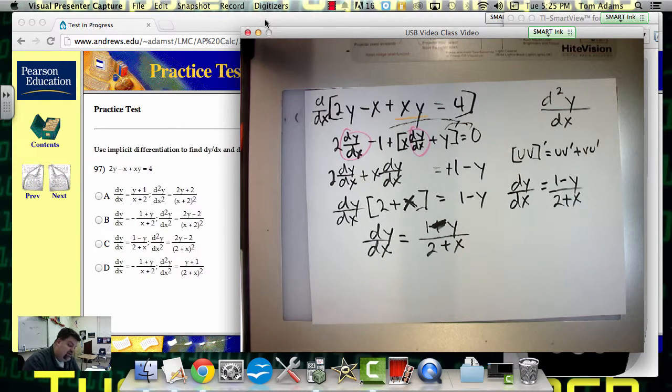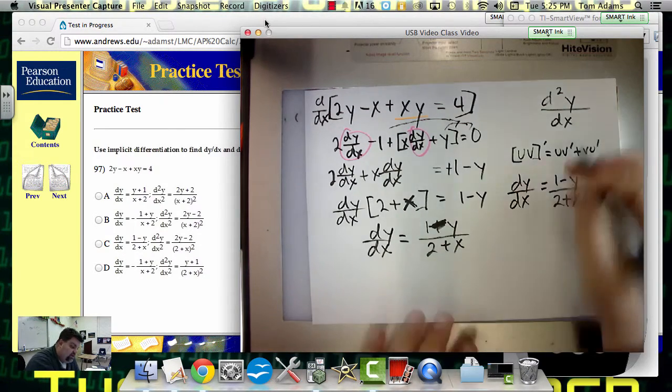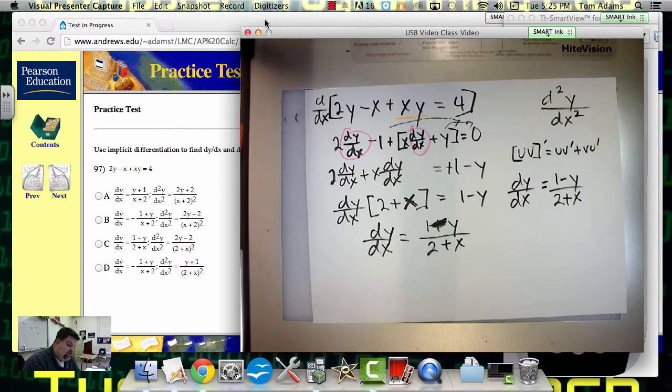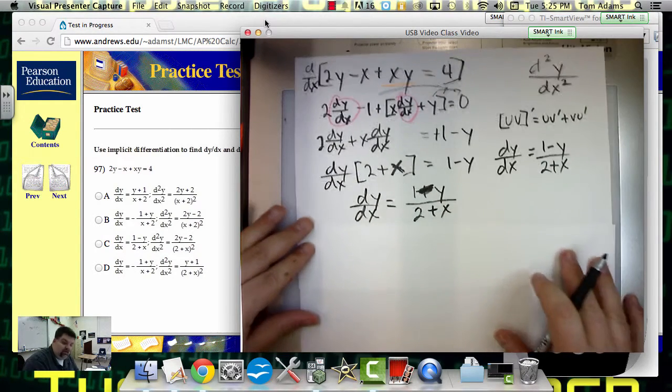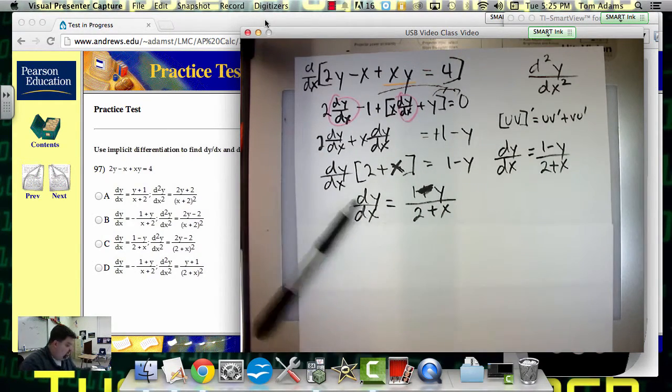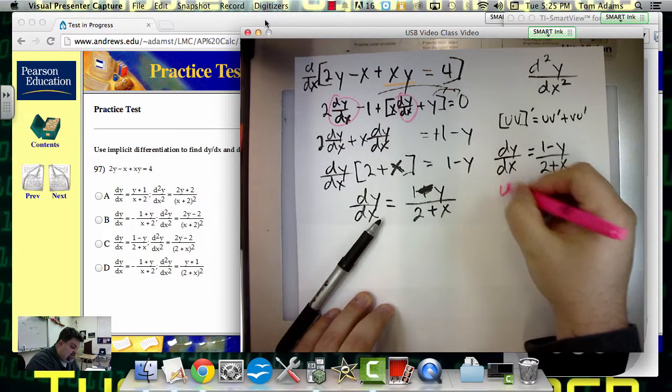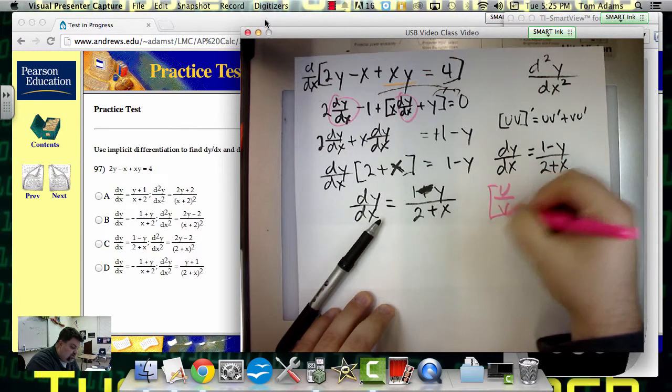Now there's a couple of ways that I could do this. Well, let's just take the derivative of this again. There's a shortcut, but I'm afraid if I do the shortcut now, it'll mess you guys up. So this is the same as the quotient rule.